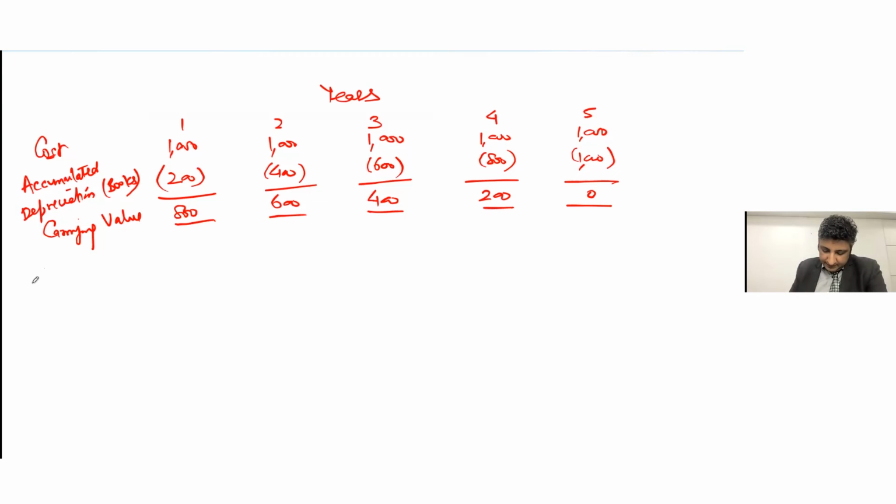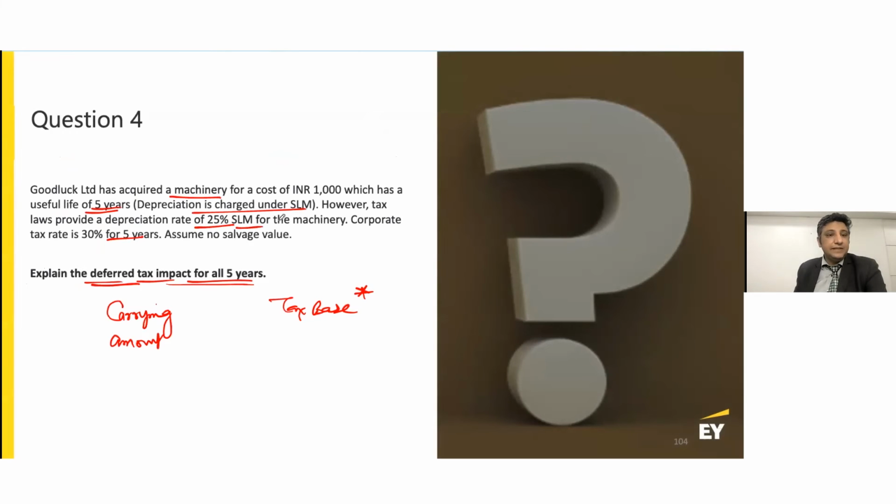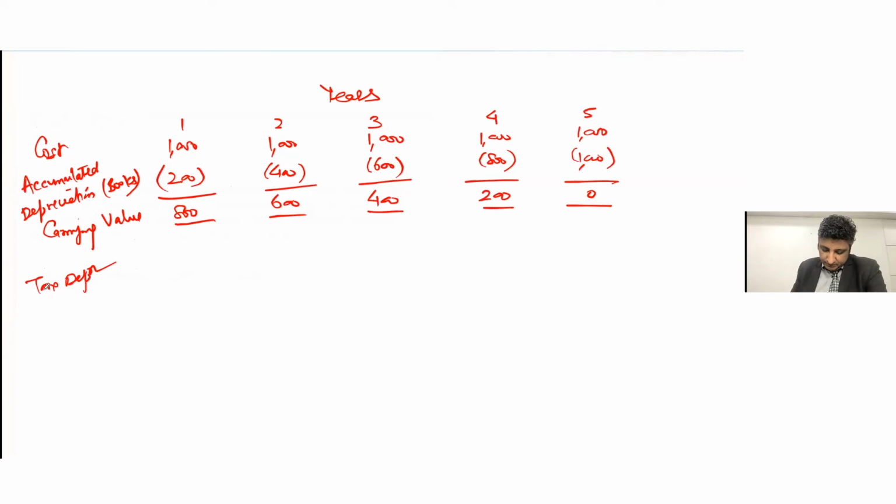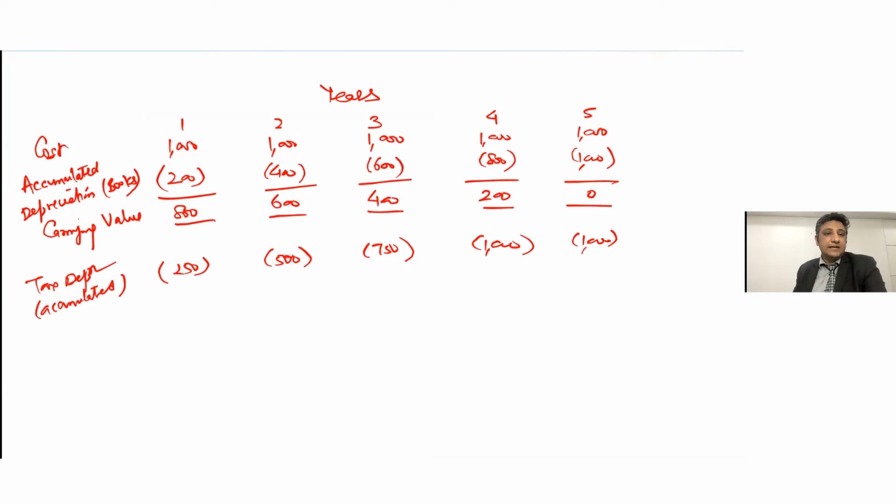Now, the tax depreciation is given to us as 25% straight line method, which means that my accumulated tax depreciation will be 250. Second year it becomes 500. Year three it becomes 750. Year four it becomes 1000, and of course it is 1000 at the end of year five as well. We don't charge any further depreciation beyond the cost of the asset, which means that my tax base will be 750 at the end of year one, 500 at the end of year two, 250 at the end of year three, and 0 at the end of year four and five respectively.